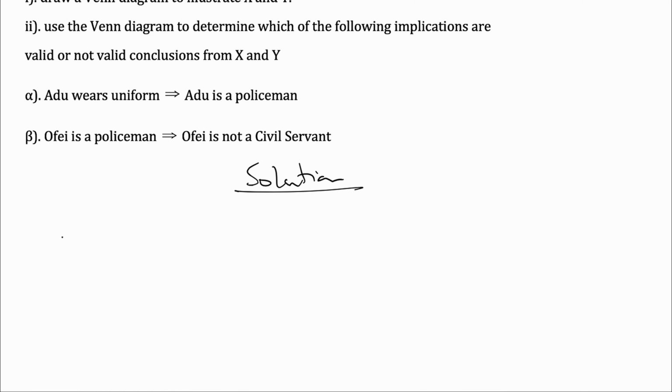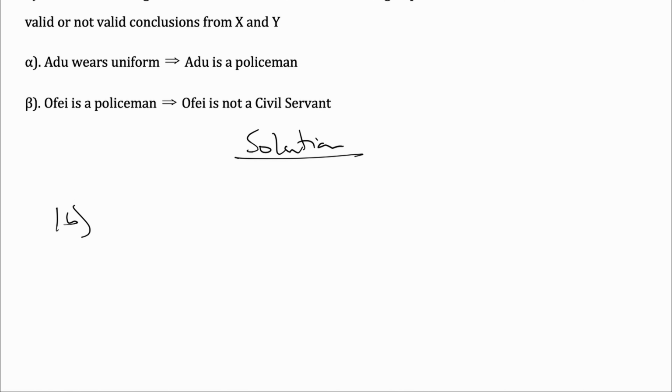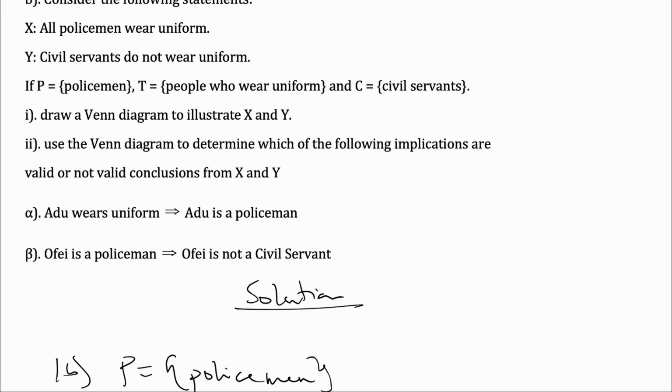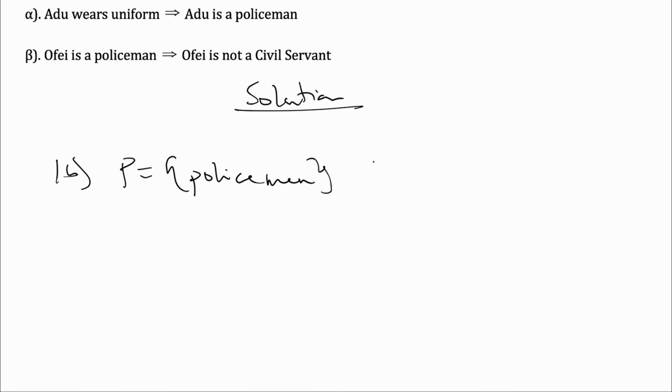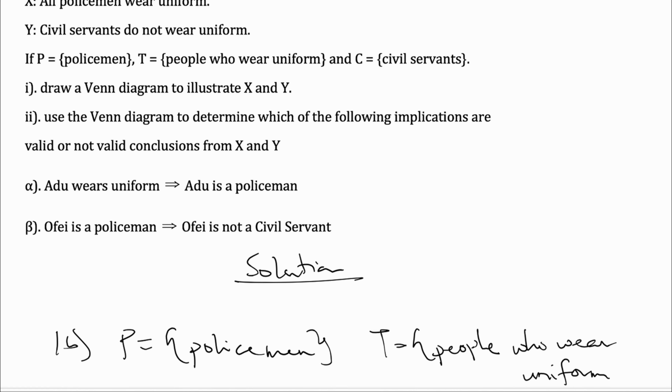So our solution for question 1b. So we are saying that P is a set of policemen. So P will be equal to policemen. Our T will be people who wear uniform. And then our C will be civil servants.